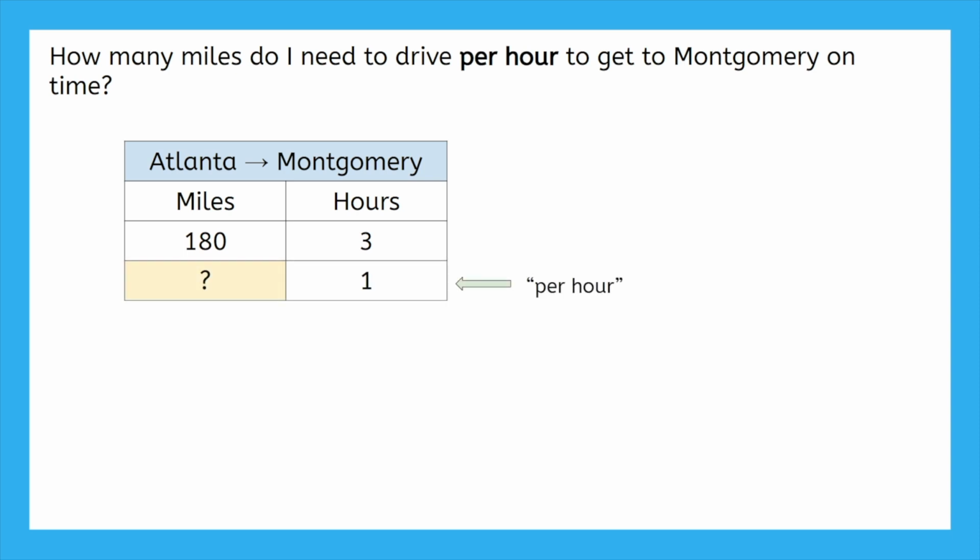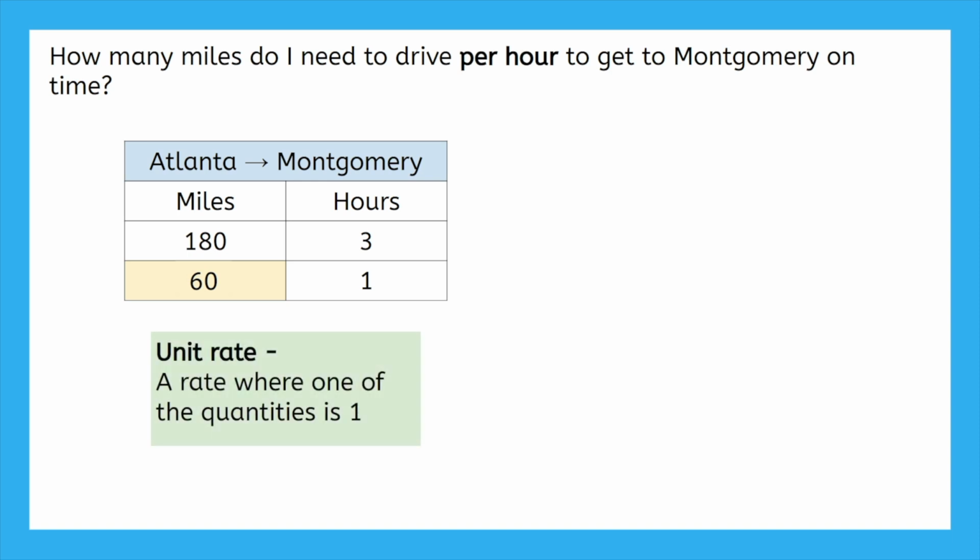We're just creating an equivalent rate here, so we need to divide both 180 and 3 by the same number. Since 3 hours divided by 3 is 1 hour, then we just divide 180 by 3. So I'll drive at a speed of 60 miles per hour. This is a unit rate. We talked about this in our last lesson. A unit rate is a rate where one of the quantities is 1, in this case, the 1 hour.